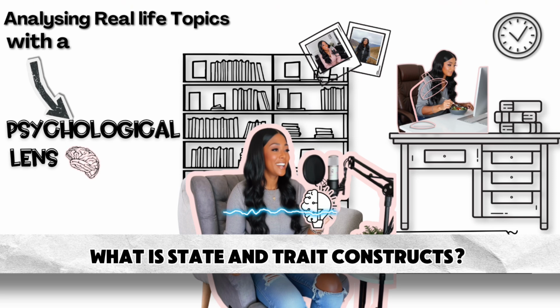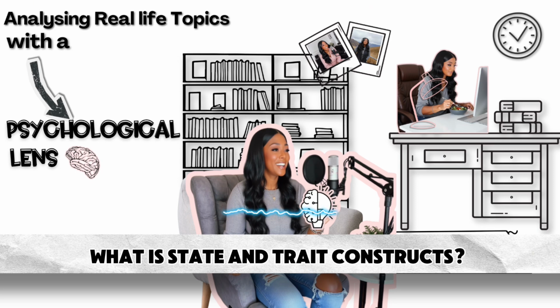And this is something that's really important to understand because it can have a huge impact on how we approach things like mental health and well-being. According to a recent study by the Mental Health Foundation, around 74% of people in the UK have felt so stressed at some point over the last year that they felt overwhelmed or unable to cope. And I think a big part of that is understanding the difference between state and trait constructs and how they can influence our thoughts, our feelings and our behaviours.